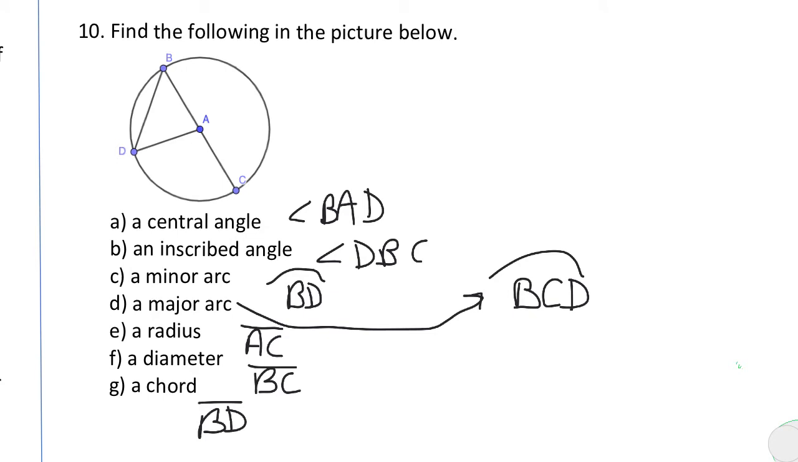In question number 10, we have a central angle. We have an inscribed angle, turning on the edge. We have a minor arc, which only requires 2 letters. A major arc will require 3 letters and should go at least halfway around. B, C, D. 3 letters for major. A radius, AC, but we have 2 other radii we could use. A diameter, BD, and a chord, BD, so the diameter is BC.